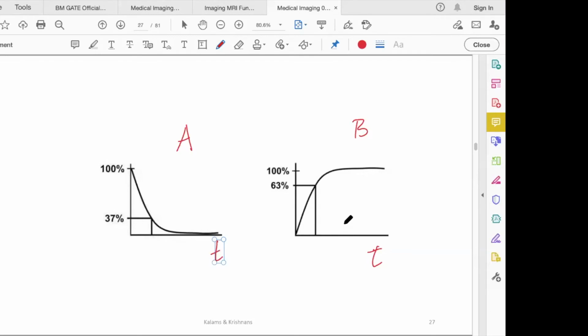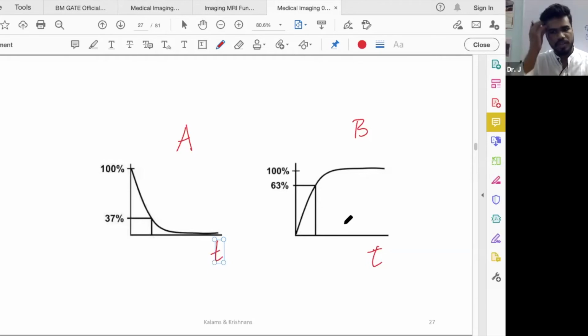A is T2. Chat, please. We have A is T2, B is T1. Great, this is T2. How do you know that? Initially it has some value. As time progresses, as it goes towards the longitudinal axis, it becomes 0. So this is T2, and this is T1 relaxation. Fine. So most of you got it.